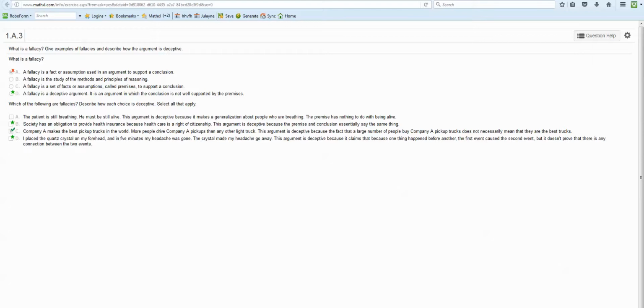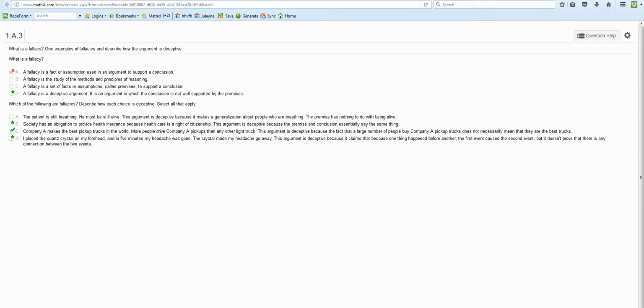It's not a fact or assumption. A fallacy is a bad thing. Which of the following are fallacies? Describe how each choice is deceptive. So they're saying that B, C, and D are all fallacies. So B: society has an obligation to provide health insurance because health care is a right of citizenship. The argument is deceptive because the premise and conclusion essentially say the same thing. So the statement: society has an obligation to provide health care because health care is a right of citizenship.